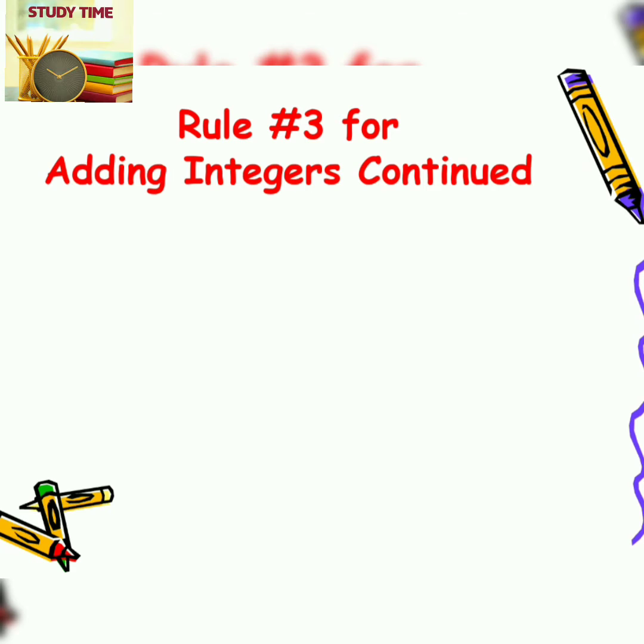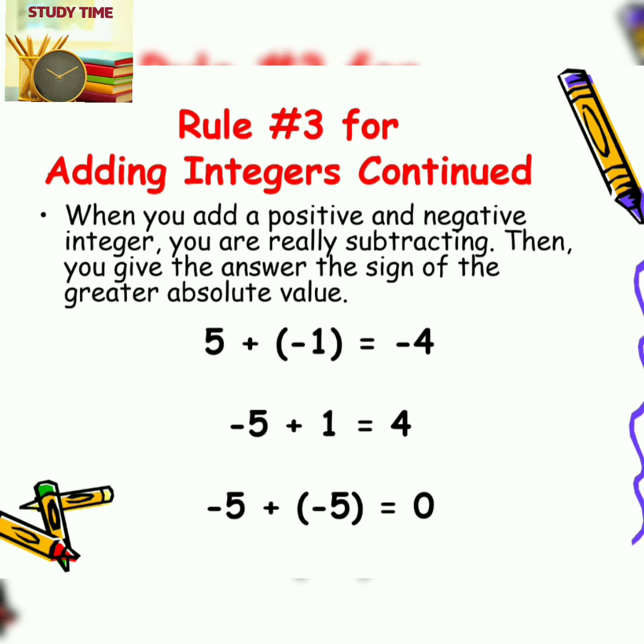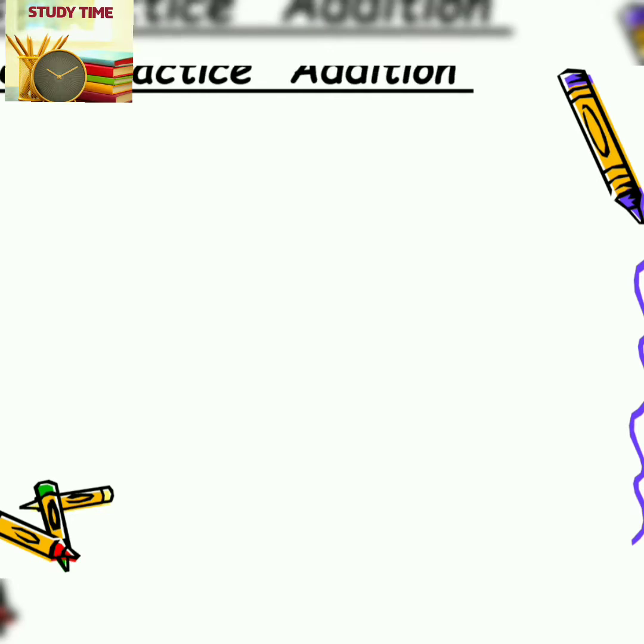Rule 3 is continued. When you add a positive and a negative integer, you are really subtracting. Then you give the answer the sign of the greater absolute value. For example, 5 plus -1 is equal to 4. -5 plus 1 is equal to -4. There is difference in both. And the third is -5 plus 5 is equal to 0.